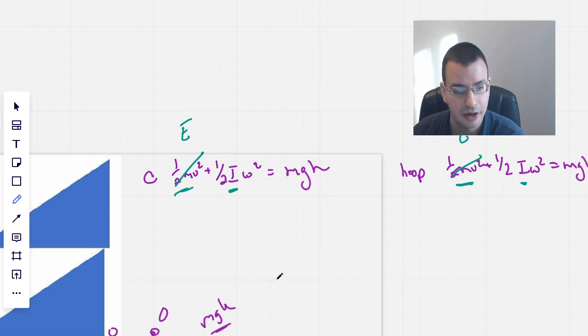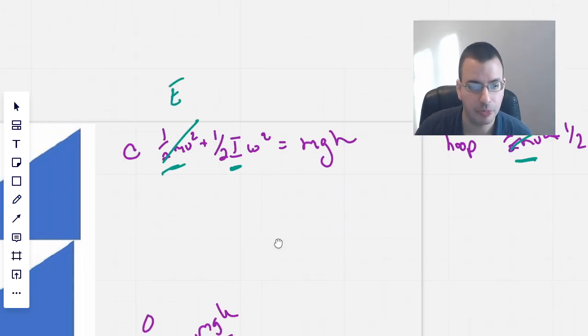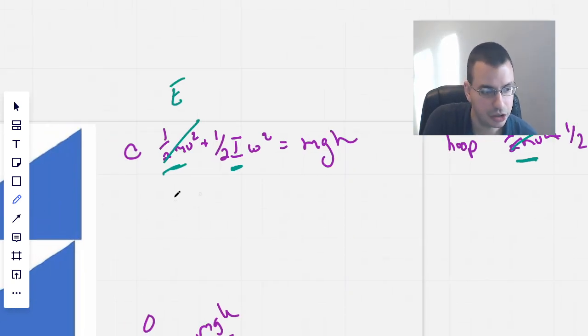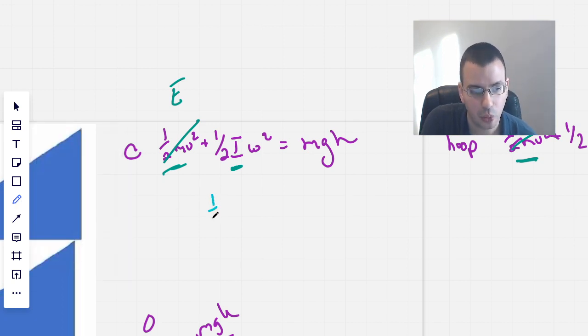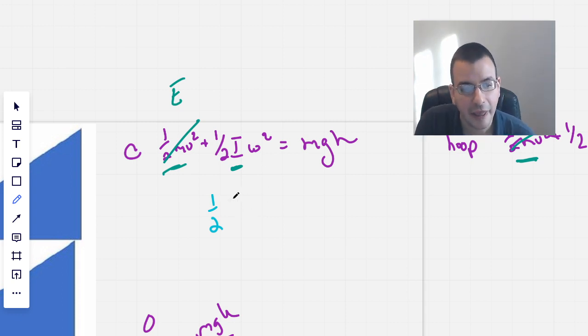So now, when we plug this in, this is the cylinder. So we're going to get a more exciting color, light blue. So this will be 1/2. I'm going to leave off the E because it's inconsequential for this.